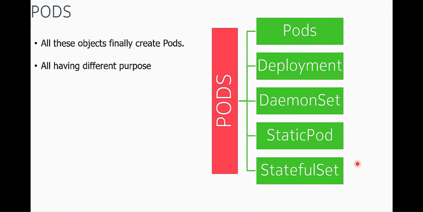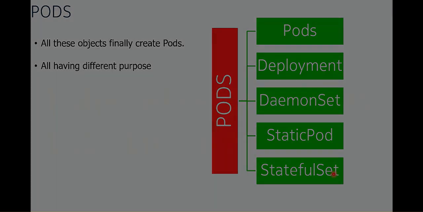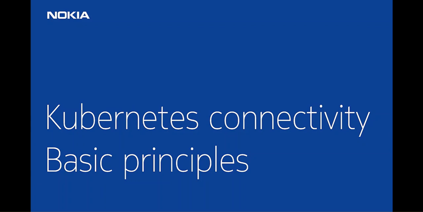So the last object that is left is now stateful set. But I am leaving this topic here because we will learn stateful set when we learn storage concepts in Kubernetes. It requires some understanding of storage. So when we learn storage, we will come back to stateful set. In this section, we will talk about Kubernetes connectivity basic principles. This is not advanced networking, but some basic principles of Kubernetes connectivity which are required to proceed further.